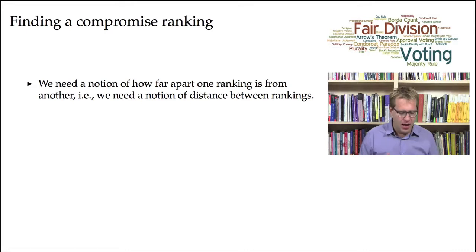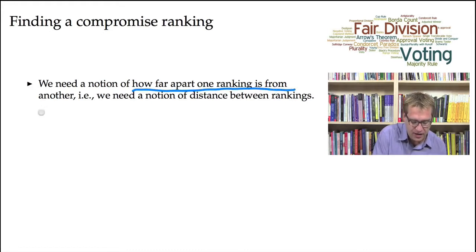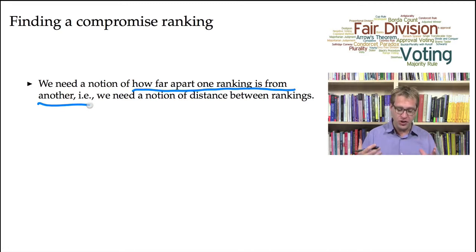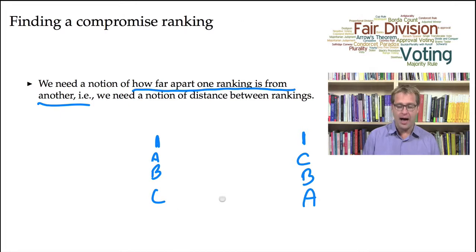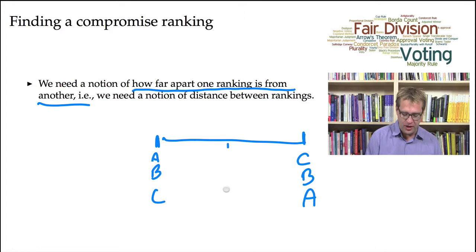They're not numbers. Well, in order to find a compromise between the rankings, we first of all need a notion of how far apart one ranking is from another. That is, we need a notion of distance between two rankings. So the idea is that if we have two rankings, we have some ranking A over B over C, and another ranking over here, C over B over A. So these are exactly opposite of each other. We would like to know which of the rankings actually falls in between these two rankings. So in order to make sense of that, we need a way of measuring exactly how far apart one ranking is from another.